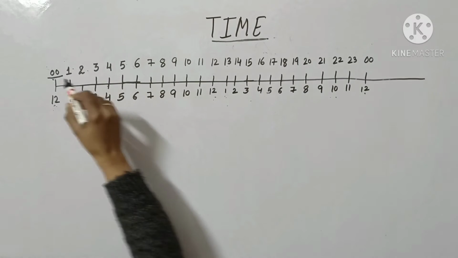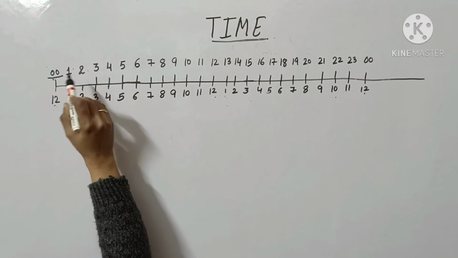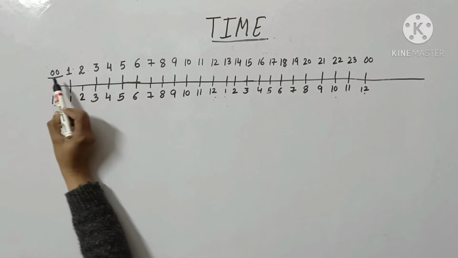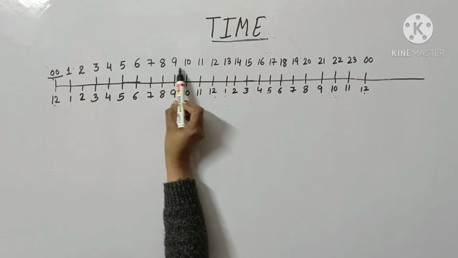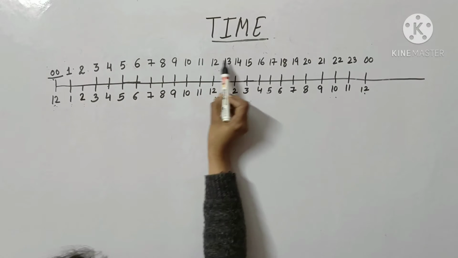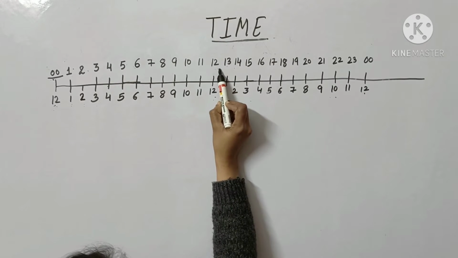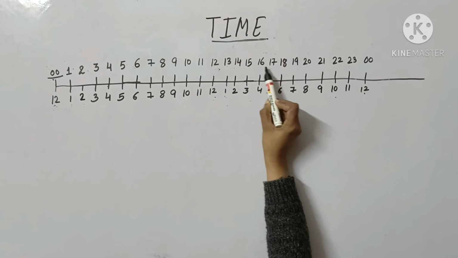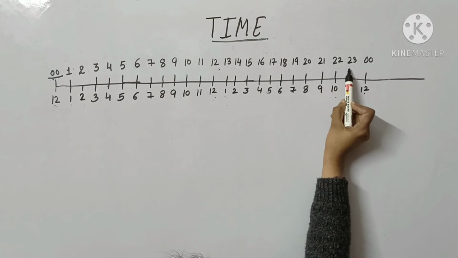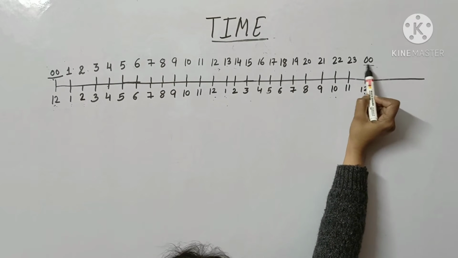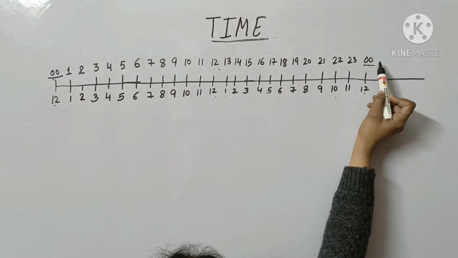But in 24-hour clock time, it will not reset here. See, here it is 0, 0. Then 1, 2, 3, 4, 5, 6, 7, 8, 9, 10, 11, 12, 13. The 24-hour clock time has not reset itself here. It is moving. 13, 14, 15, 16, 17, 18, 19, 20, 21, 22, 23 and again 0. At this step, the 24-hour clock time will reset again.